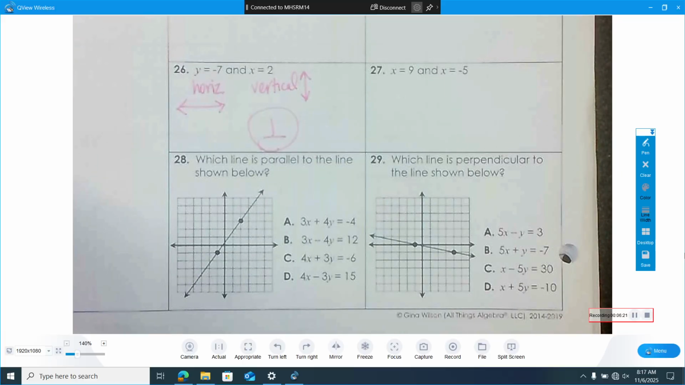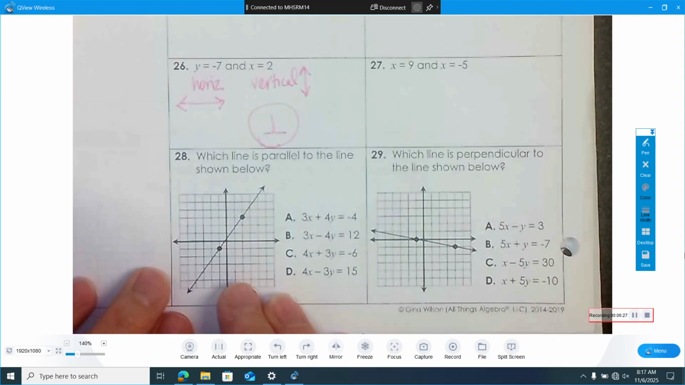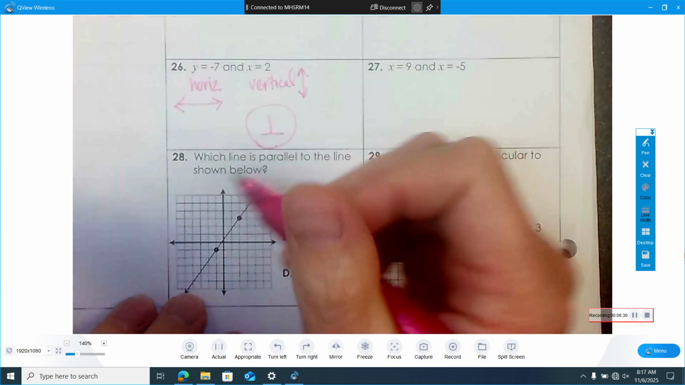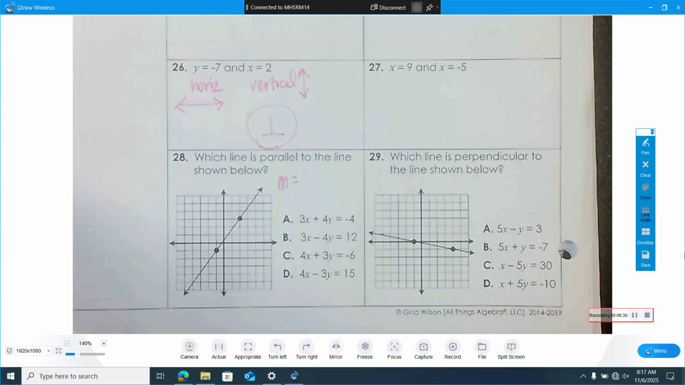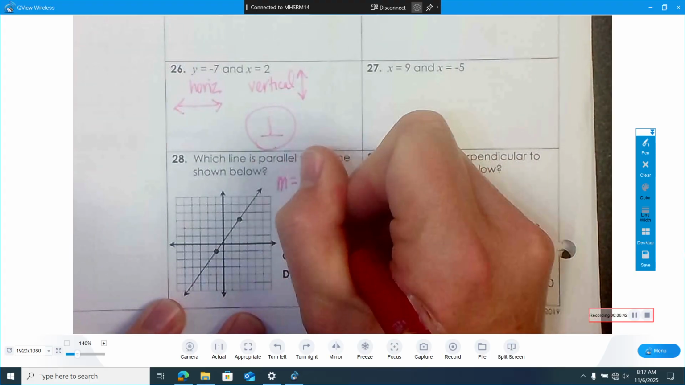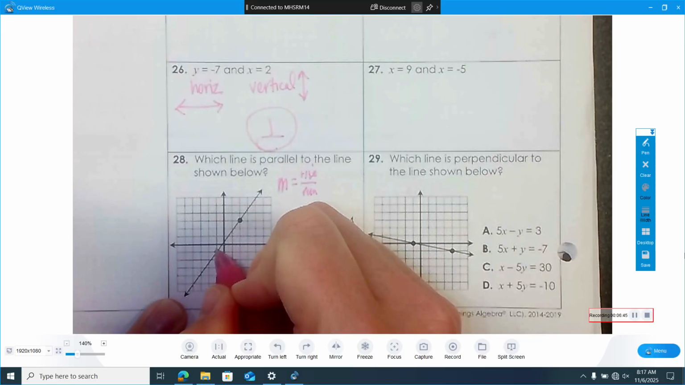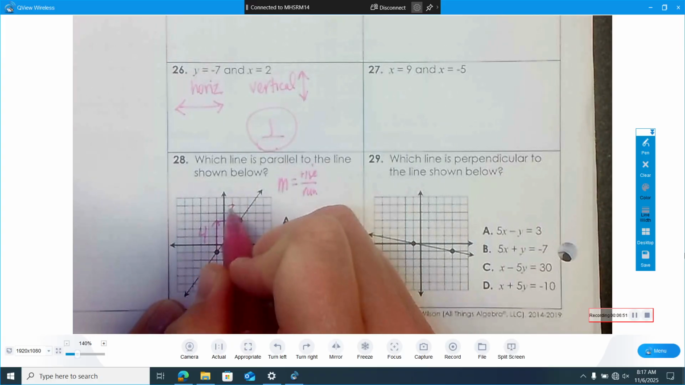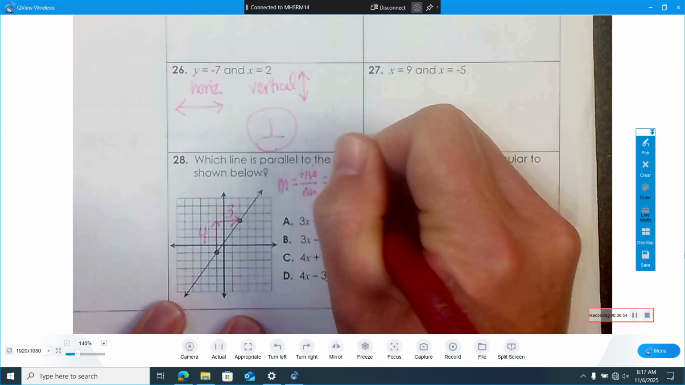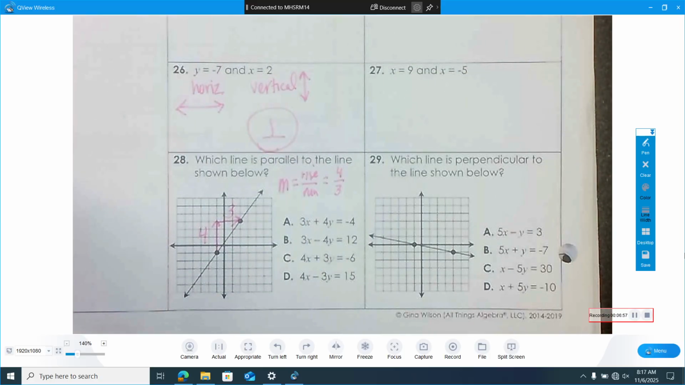Okay, number 28. Which line is parallel to the line shown below? What do we need to know on this line shown below? What the slope is. Great, the slope is positive. I need a little more than positive. What is the slope? How do we figure it out? Rise over run. Very good. So 4 up and 3 to the right. Rise over run, we get a positive 4 over 3, okay?